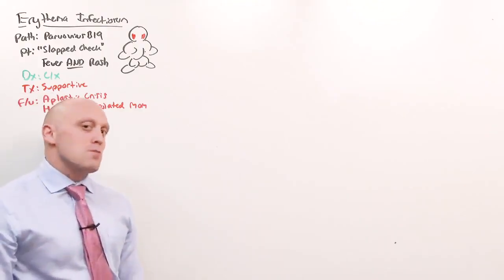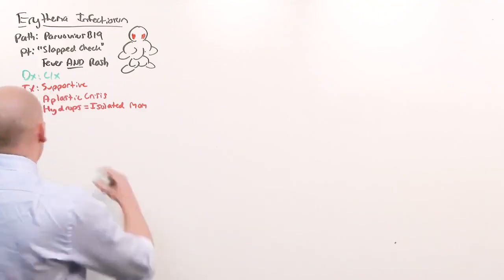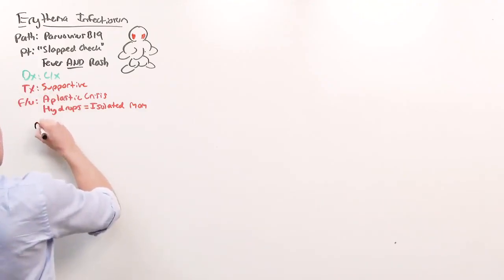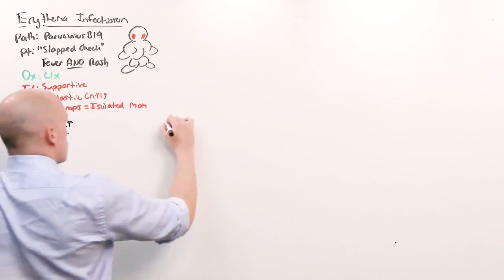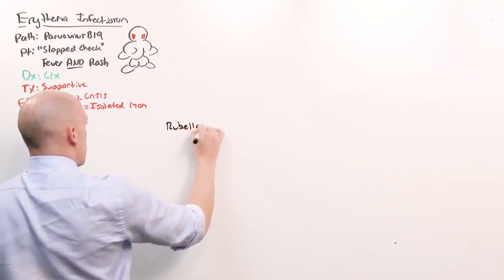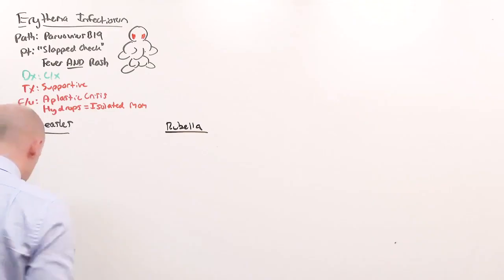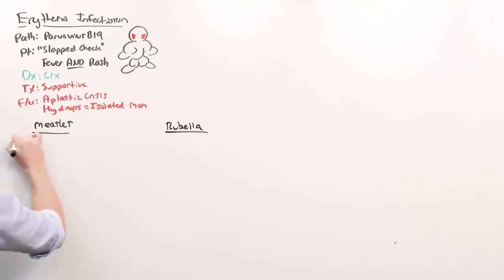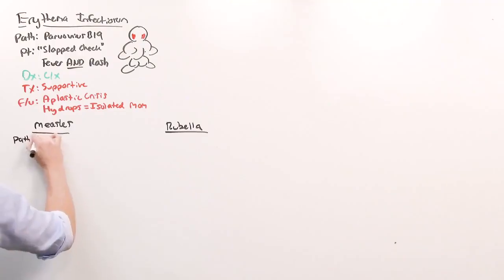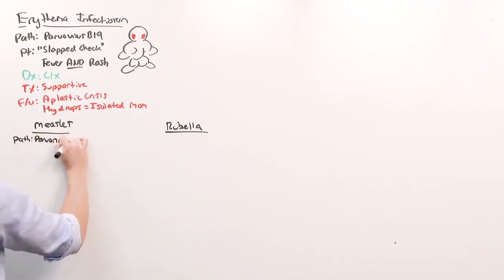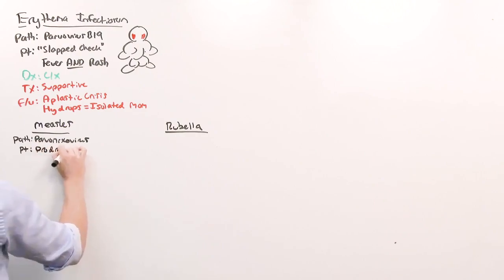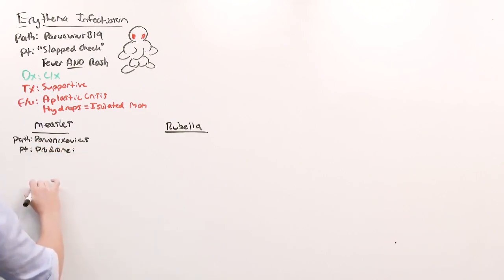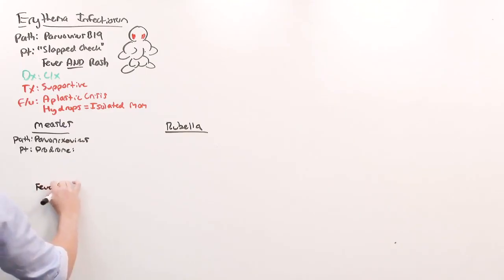Let's compare the two different measles together because people get them confused a lot. That is going to be measles and German measles called rubella. Let's talk about measles first. Measles is going to be caused by paramyxovirus. And the patient is going to present with the prodrome. We'll talk about the prodrome in a minute. Then what you're going to see is fever and a rash.